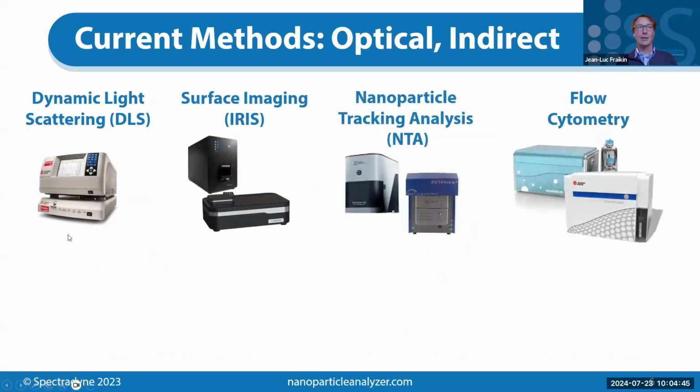There's dynamic light scattering, which is very common, mostly in LNP applications. There are different varieties of surface imaging-based particle analysis tools. Some of them are newer than others. There's nanoparticle tracking analysis, which is probably the most ubiquitous technique for measuring EVs because it was there when the field was started. And increasingly, flow cytometry is being applied towards measuring EVs directly in samples also. So a lot of tools out there.